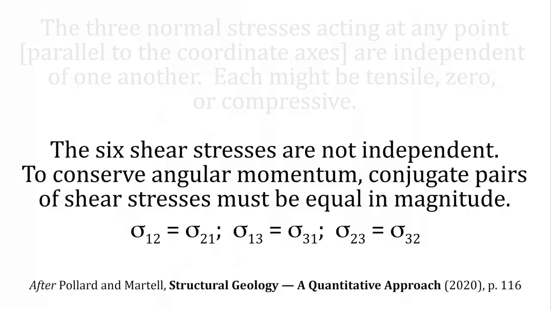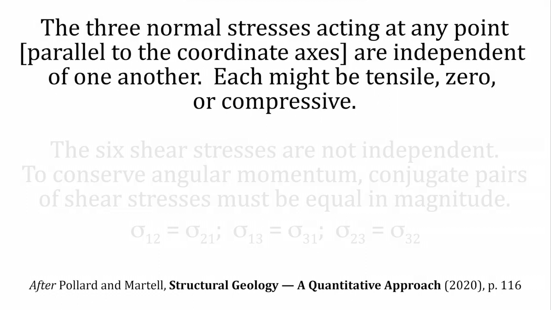The 6 shear stresses are not independent. To conserve angular momentum, conjugate pairs of shear stresses must be equal in magnitude. So sigma 1,2 equals sigma 2,1. Sigma 1,3 equals sigma 3,1. Sigma 2,3 equals sigma 3,2.